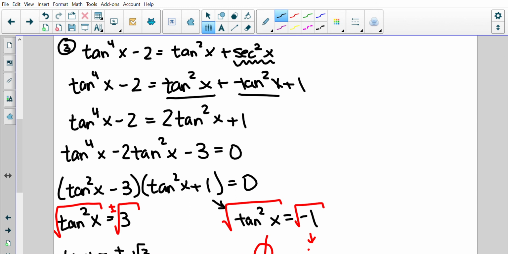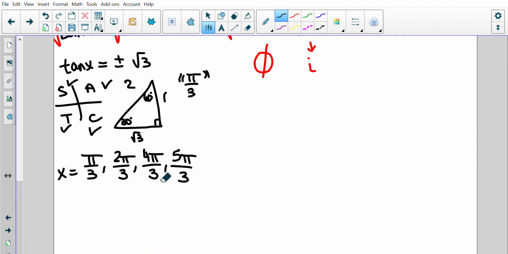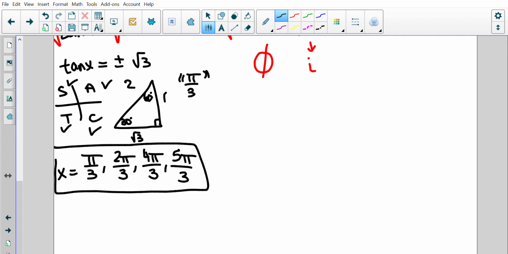So I always have to make sure that the answers that I got won't make, basically in this case, cosine equal to 0. And because they were all 60-degree angles of some sort, I know cosine of 60 is not 0. So all of these answers would work. Okay, so that's how you can do a quick check sometimes.